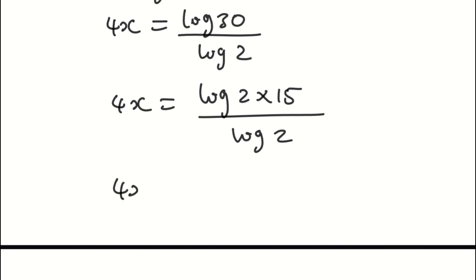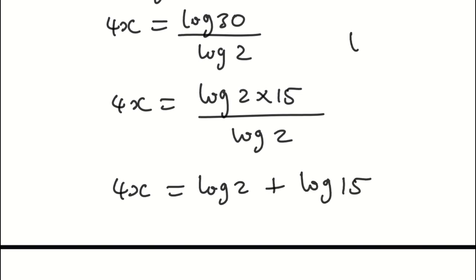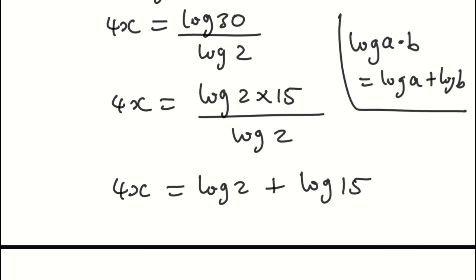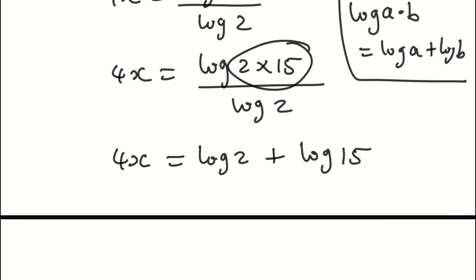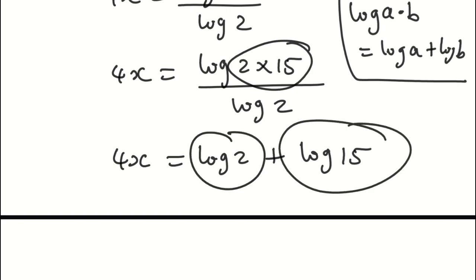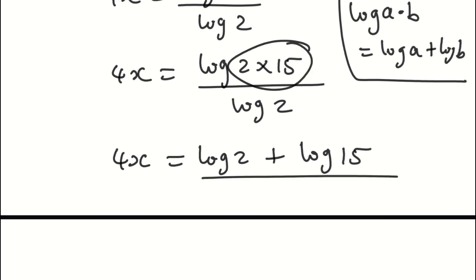So it's going to be 4x is equal to what? Log 2 plus log 15. From one of the laws of logarithm, if you have log a times b, this can become log a plus log b. This is the product law of logarithm. So that's what I did here. Notice this 2 times 15 now became what? Log 2, and then plus what? Log 15. All divided by what? Log 2.